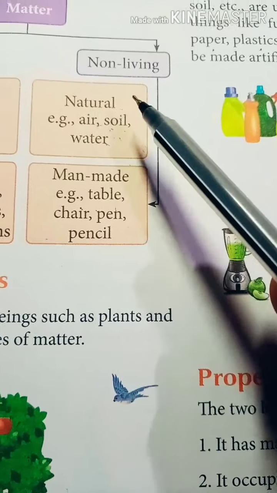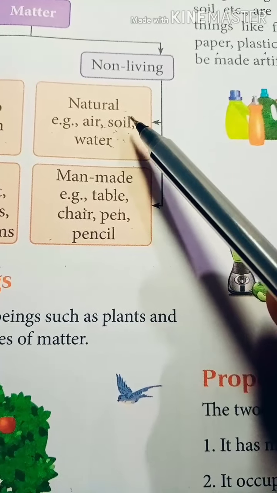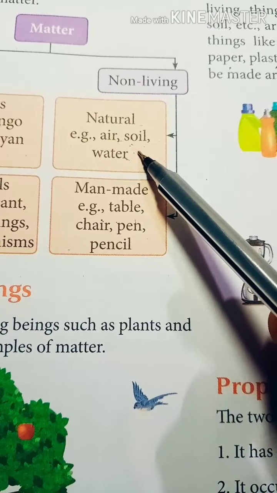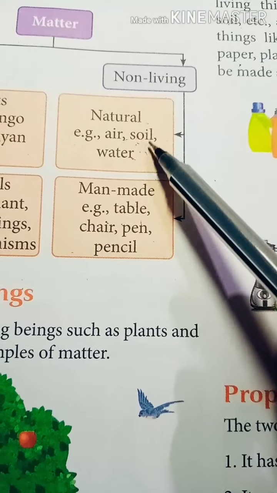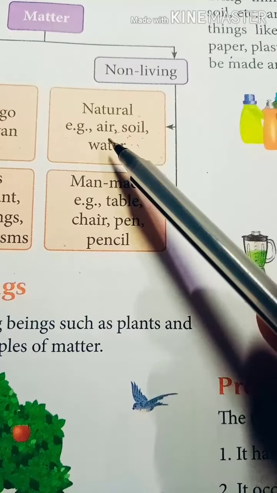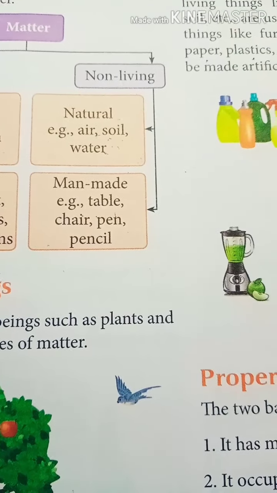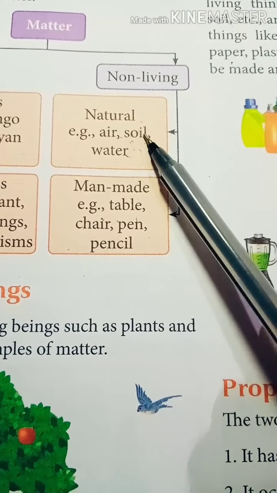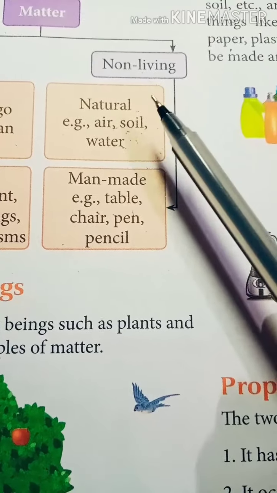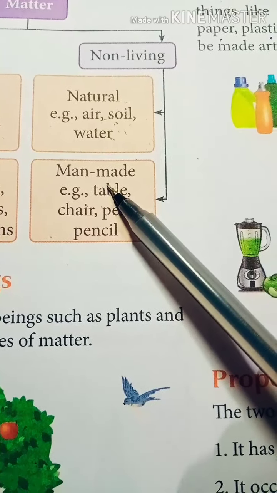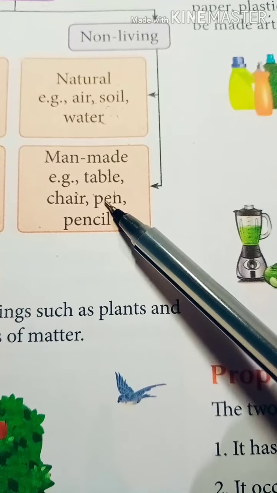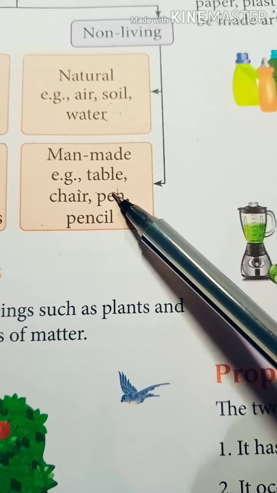Natural means the matter or substances are made naturally, meaning they exist in nature, like air, soil, water, rocks. These are all naturally formed, so these are the natural non-living matters. Whereas some are made by human beings for the fulfillment of their basic needs, to get benefit from them.